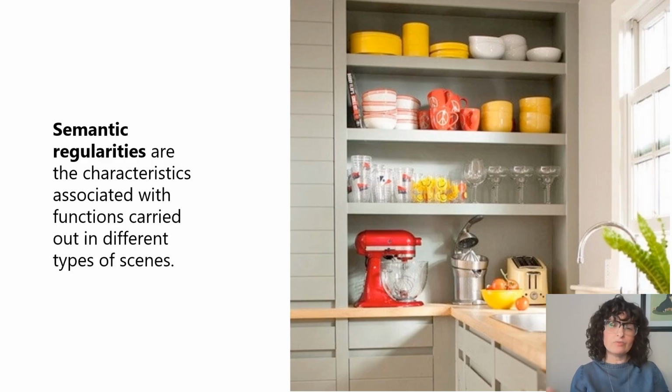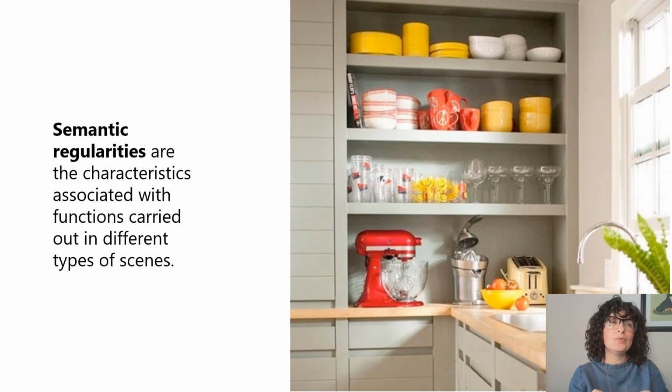Now, another kind of regularity that we can see is called semantic regularities. These are characteristics associated with functions carried out in different types of scenes, and they can have a very strong impact on our perception and sensation. Semantic regularities are also, I think, an allusion to a broader concept that we call schemas, which is a person's knowledge about what's involved with a particular experience, or you could say it's an organized pattern of thought. But essentially, it's kind of like how categories work.